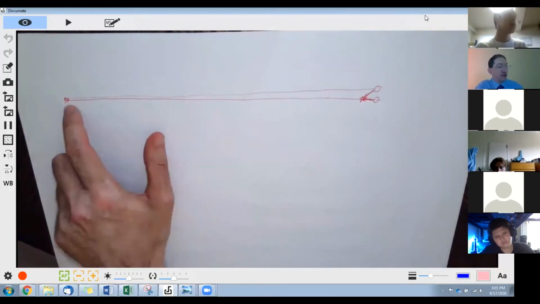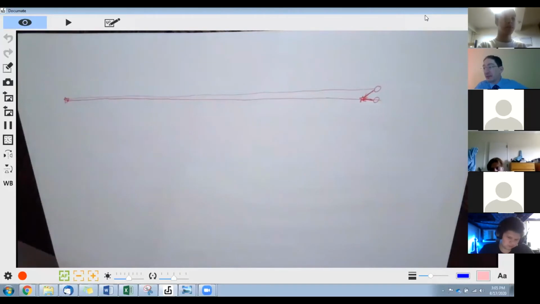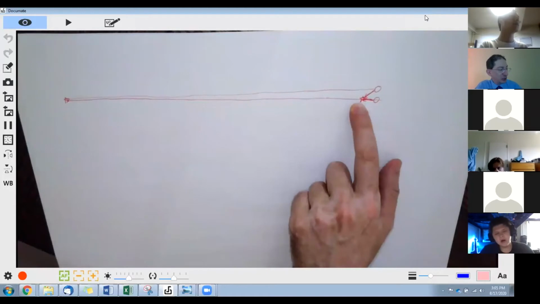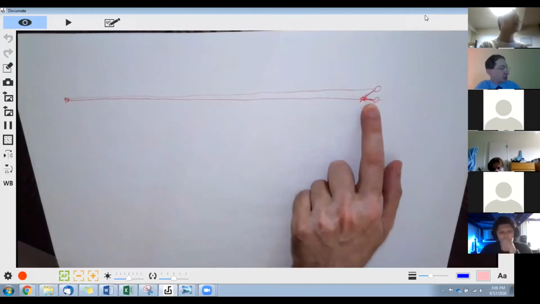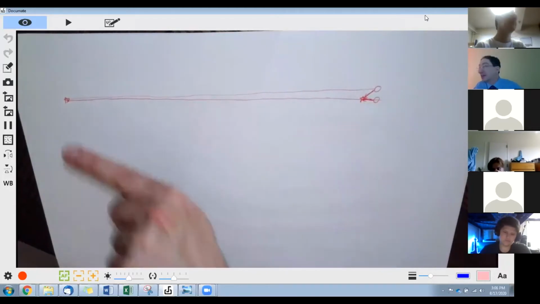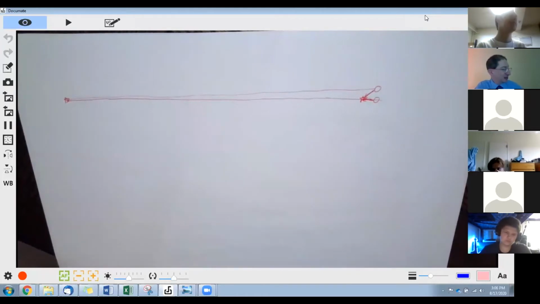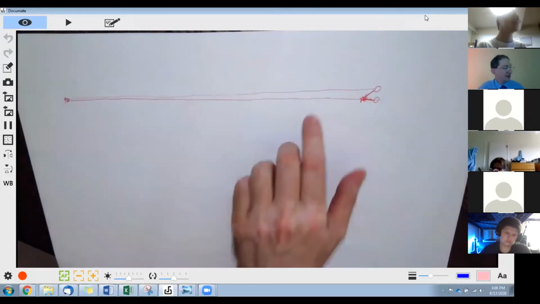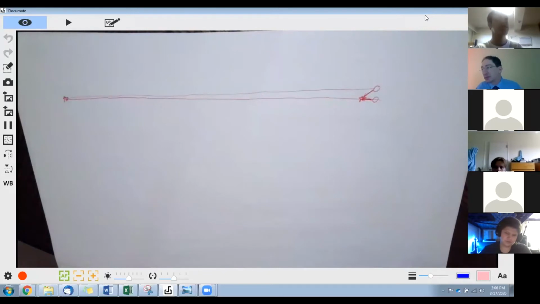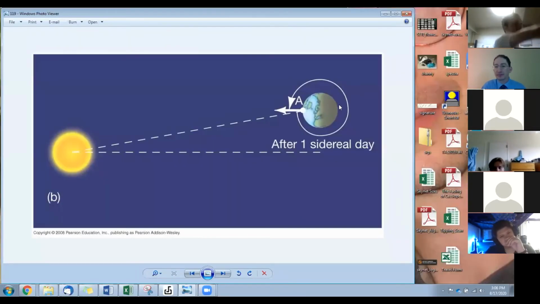Now, if I take the star and move it farther away, the farther away I move it, the closer they are to parallel. If this is the distance between the sun and the earth, the closest star to us would be about 2 kilometers in that direction. And so if you imagine pulling this 2 kilometers out, these two lines are almost perfectly parallel. And that's why you can say after one sidereal day, we're pointed back to the same stars. Make sense?